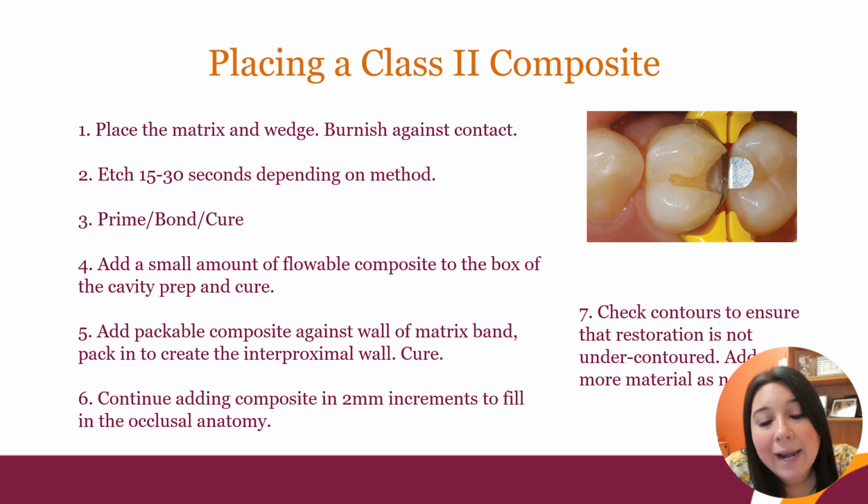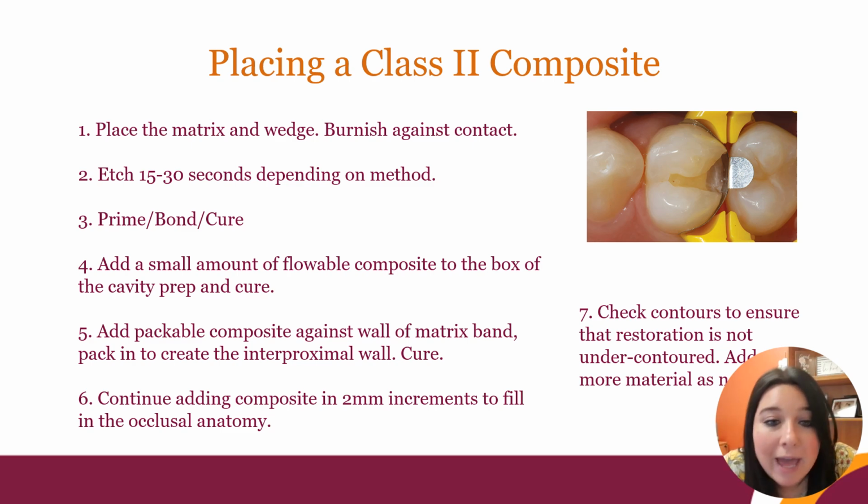For step 4, we're going to add a small amount of flowable composite to the box of the cavity prep and then cure. Some people like to do that. I am one of those people that do. I don't even fill up the whole box. I really just line where the tooth meets the matrix band. That way I can ensure a good seal. Other people will kind of fill up that whole box. Some people will not use any flowable at all. Ultimately, it is up to the dentist that you work for and maybe what they prefer. But my personal preference is to fill that box just slightly, enough that while I'm compacting the composite, none is going to push out through that band.